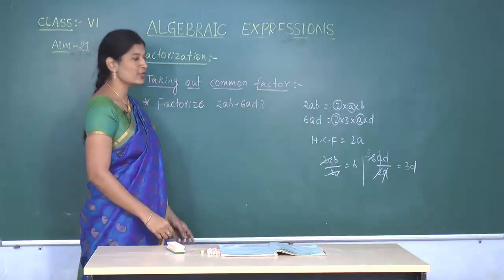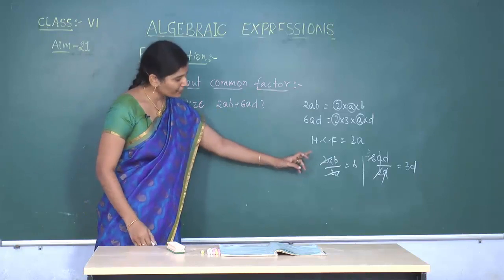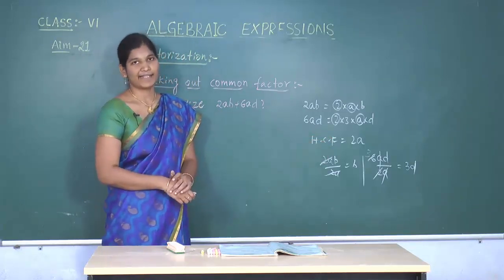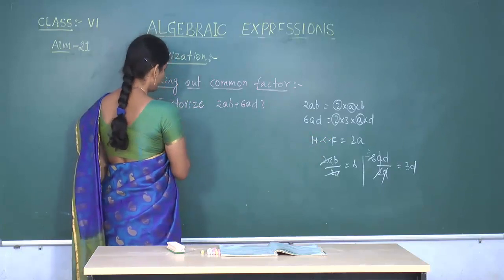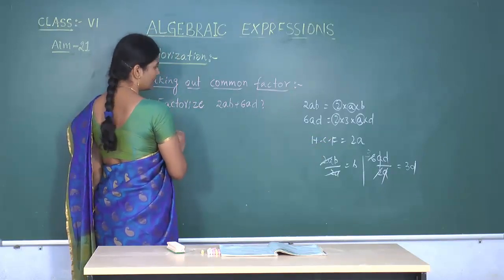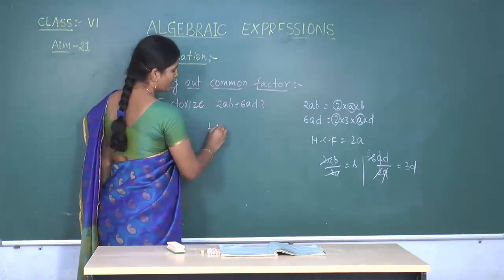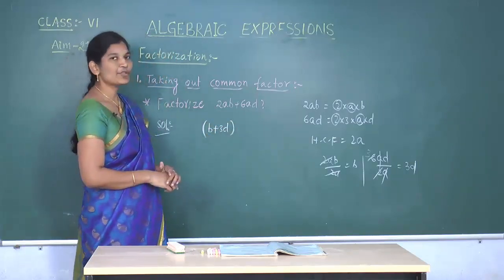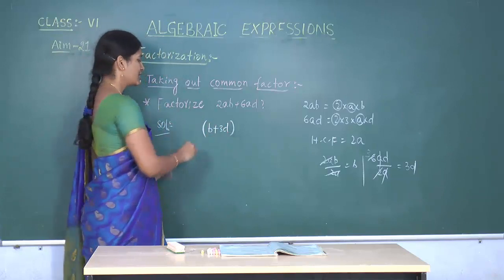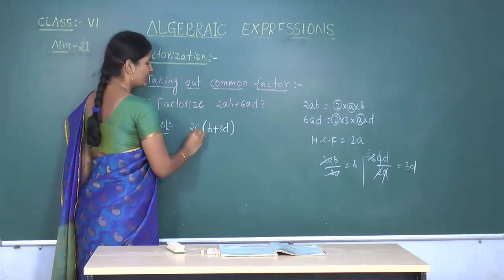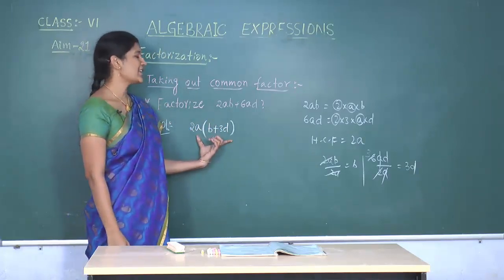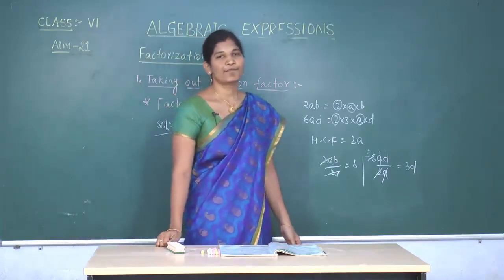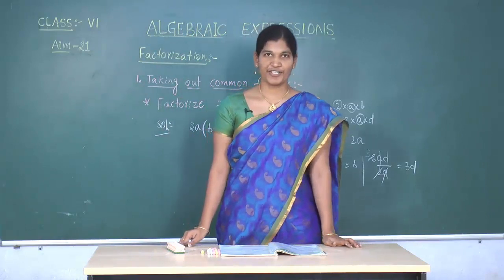Now it is time to enclose the two coefficient terms in brackets. Write b plus 3d in the brackets, and write the HCF before the bracket, which is 2a. This is the answer for the given expression. In this way we can find the factorization.